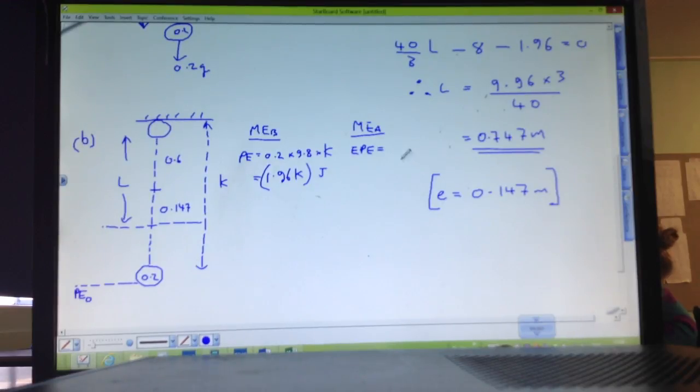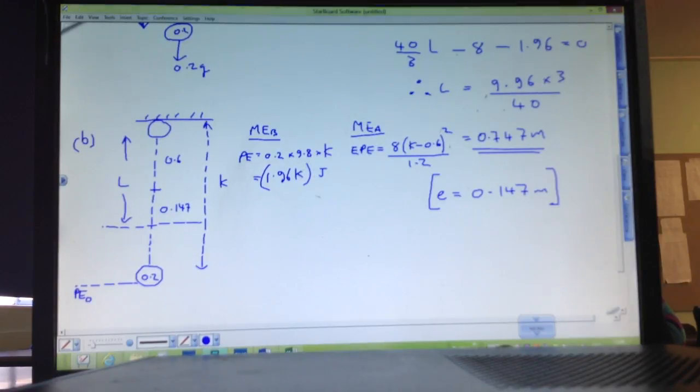EPE is equal to, now if you remember the formula, it is lambda, which was 8, times the extension squared. Now the extension is going to be all the way down here is where we're at, and therefore the extension is simply k minus 0.6, because that's still extended. This bit is still extended, yeah. So the extension is k minus 0.6, and don't forget it's the extension squared all over twice the length, which is 1.2. Okay, I'm going to set these two equal.